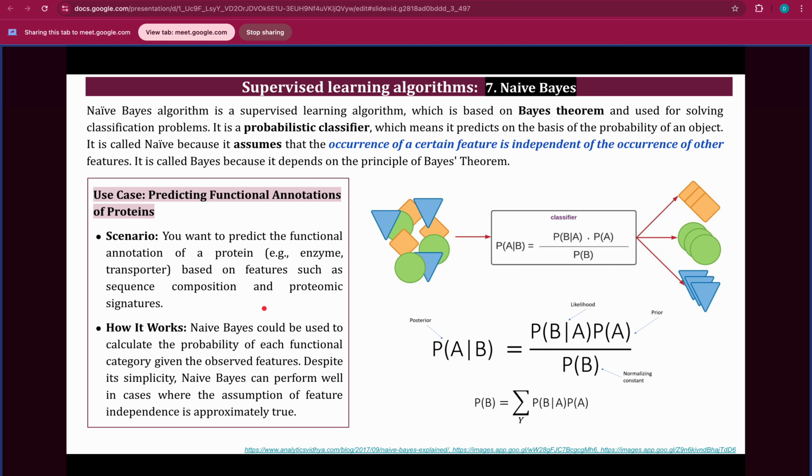I have certain information already available, so I will calculate the probability of each functional category given the observed features. On the basis of features, I already know that these features correspond to this category. So with the already available information of those features, I will be able to predict the probability that, given these features, my protein will be an enzyme or a transporter. So it is a probabilistic classifier, you can say.